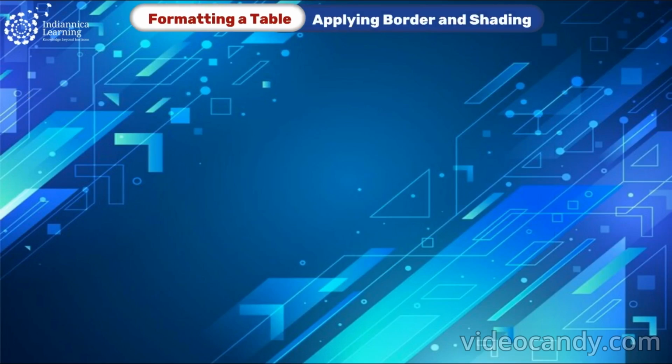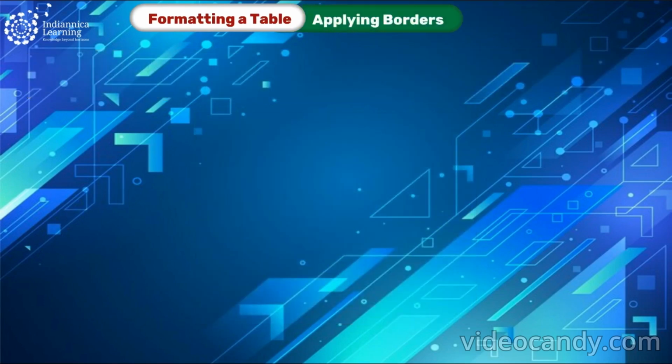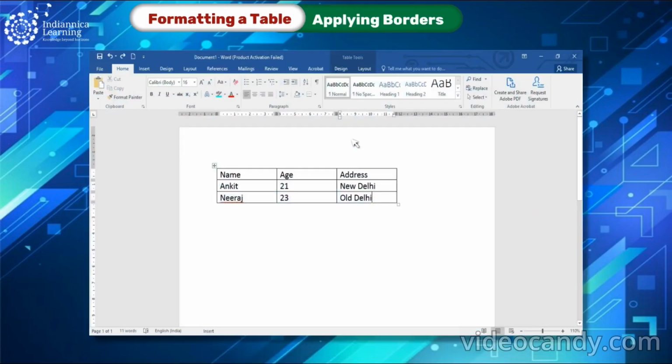Applying border and shading. Borders can improve appearance of a table. They also make it easier to visually separate the information in different cells and make it more readable for the user. Applying the borders. To apply borders to your table, follow these steps. Select the table by clicking on the Move handle of the table.